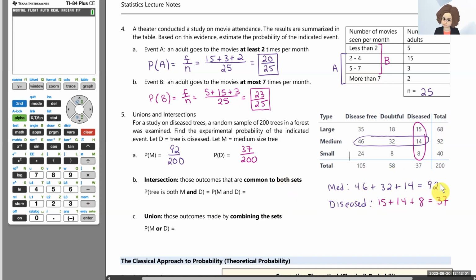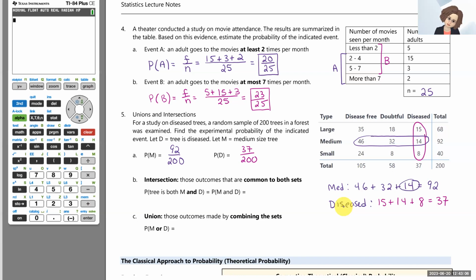I can also see that here, when I added up the medium trees, I included the 14. And when I added up diseased trees, I included those 14 trees. So 14 trees out of the 200 satisfy both conditions. So they're part of both sets. All right, so that's intersection.